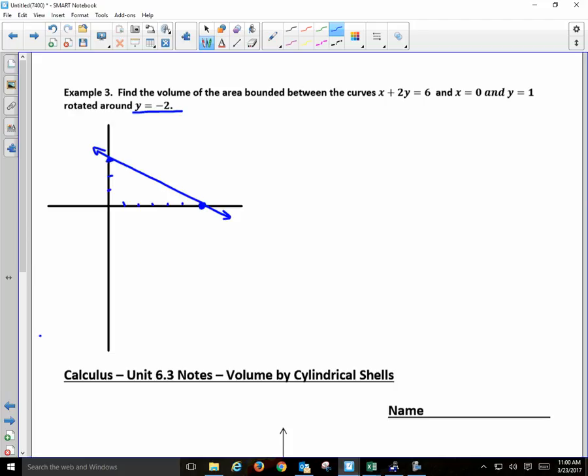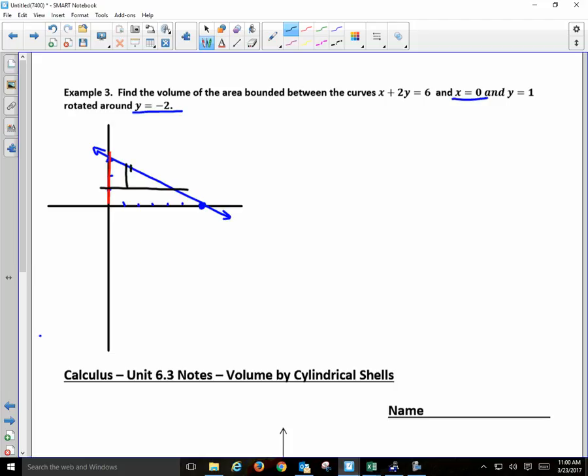I'm also bounding this by x equals 0, which is the y-axis, and I'm bounding this by y equals 1, which is just a horizontal line, right? You see the area that's bounded here. If you were to find the area of that shape, would you draw vertical rectangles or horizontal rectangles? Either actually works, but since we're going to revolve it around y equals negative 2, let's do vertical rectangles, okay?